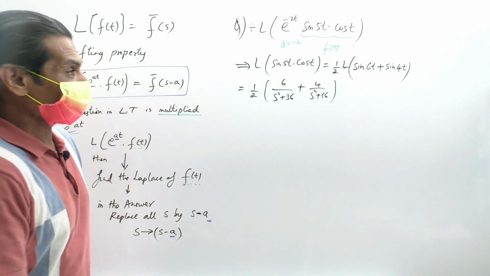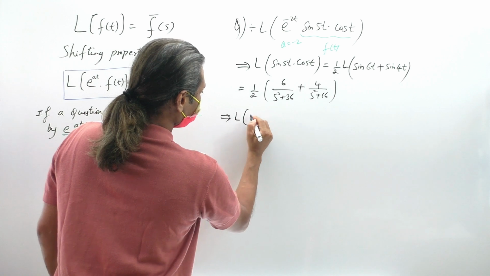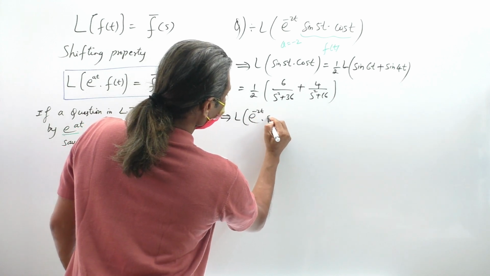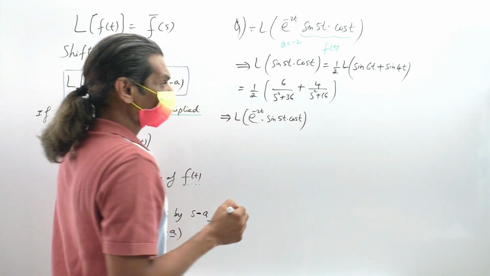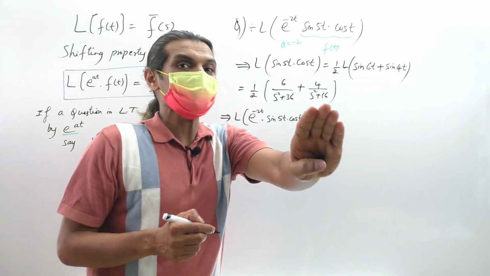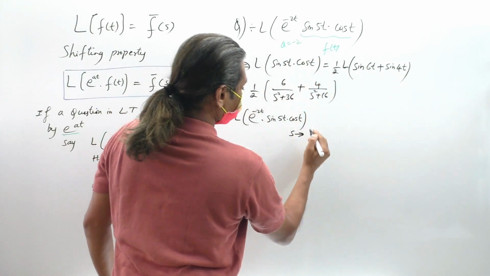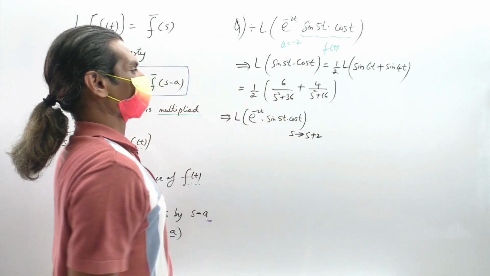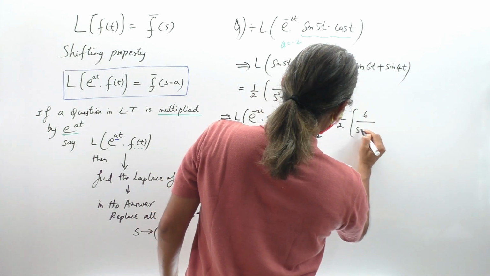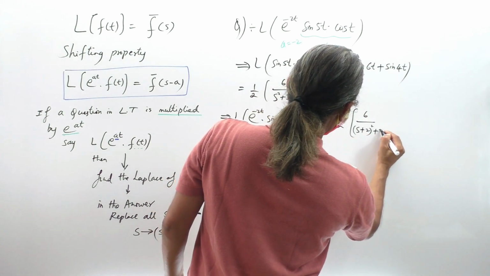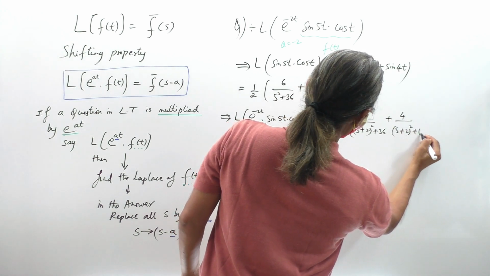Right? Now this is what I found as Laplace of f of t. Now the answer is Laplace of e raised to minus 2t into sine 5t into cos t. What to do? Property number 1, that's the shifting property. Replace s by s minus a. What is a? Minus 2. Minus minus is plus 2. That's it. So let's replace it here. So we get the final answer as 1 by 2, 6 by s plus 2 the whole square plus 36, plus 4 by s plus 2 the whole square plus 16.